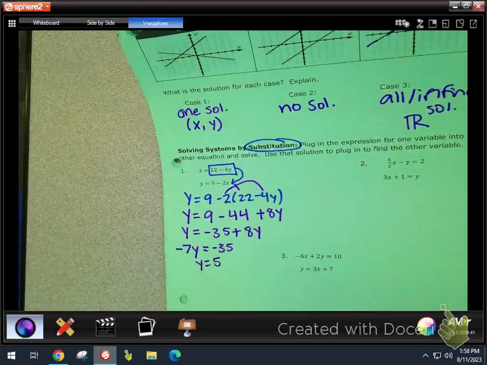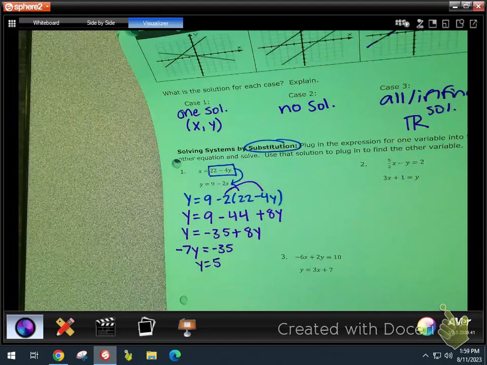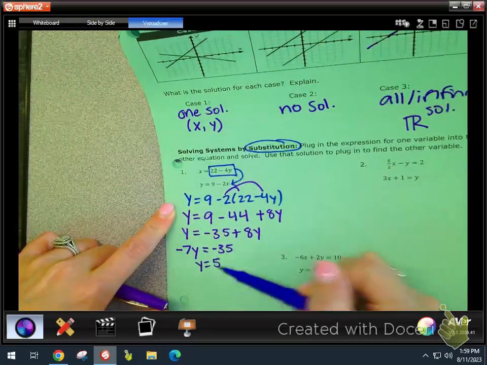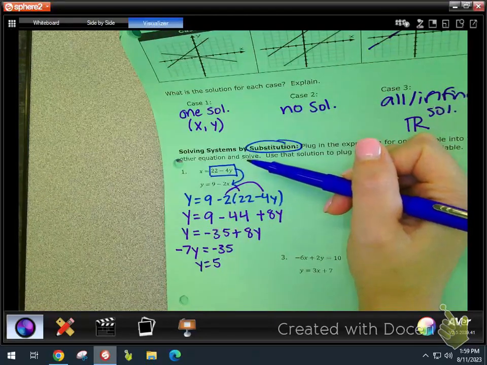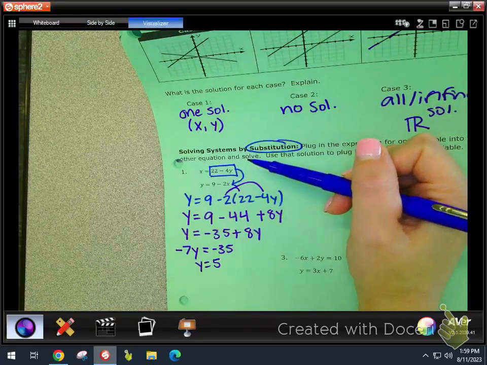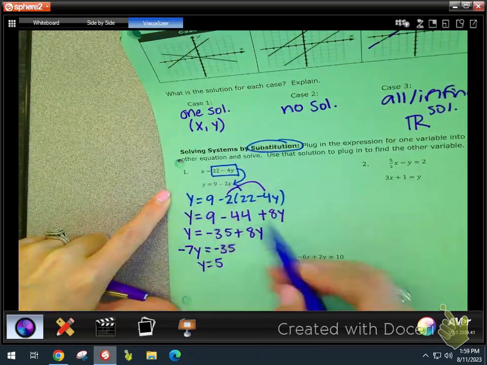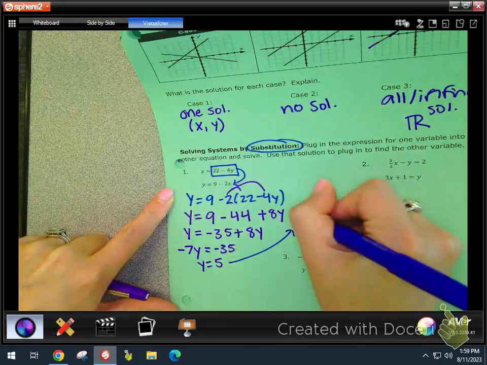Okay, did we find the whole solution? No. Not yet. Okay, we have done the bulk of the work, but we are not finished. We just found the y, so now we need to go back and find the x. With substitution, it truly doesn't matter, smarter not harder, I always go back to the one that your box is around because that's going to be the variable that you're looking for and it's already isolated, so this is easier to plug in here. Not the only way, it's just easier.